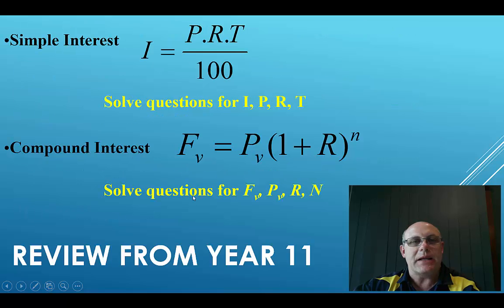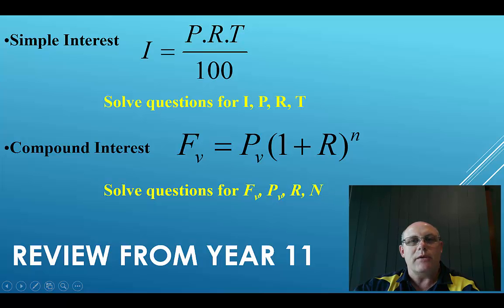All right, so let's get into a little review of what you did last year. So the simple interest formula has the principal, the rate of interest, and the time in number of years. All you're doing is solving for values of I, P, R or T. And with the compound interest formula, you get your future value, your present value, your rate of interest, and the number of payments. And again, you're solving for each of those values.